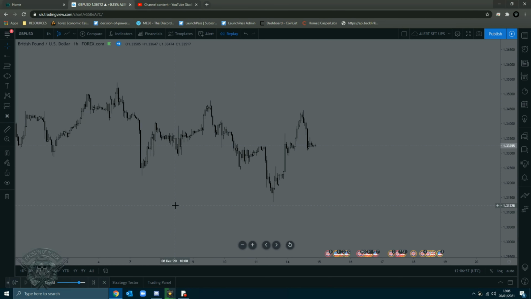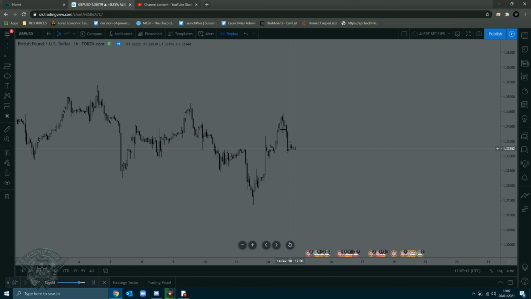Okay, welcome back. So this is the GBP USD 1 hour chart again. I'm going to go through another example of the trade setup that I prefer to use in my own trading. So I'm going to play the chart and then we're going to go through it.